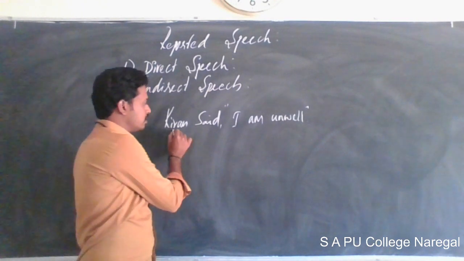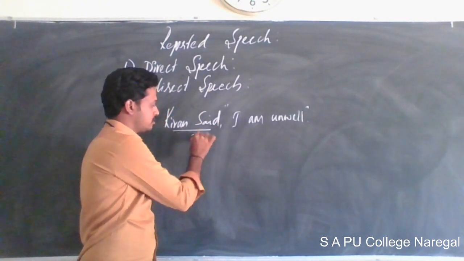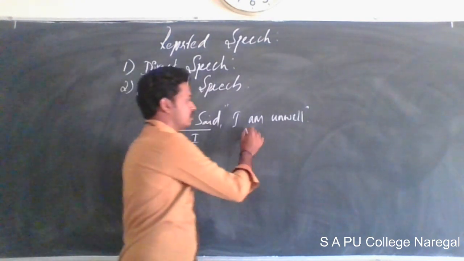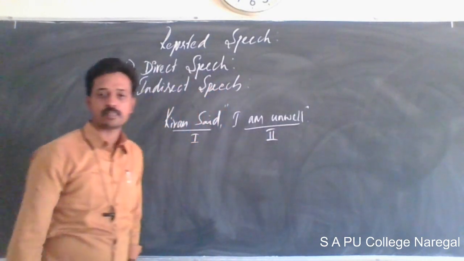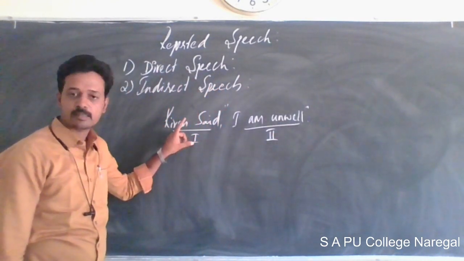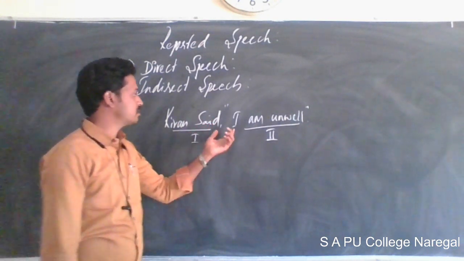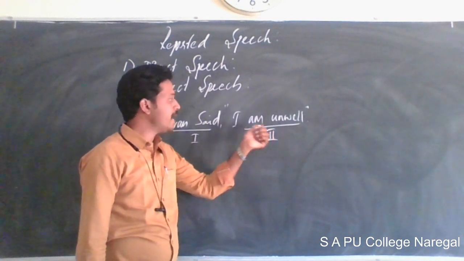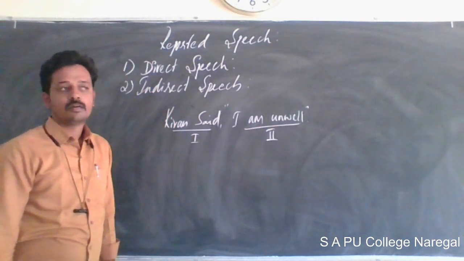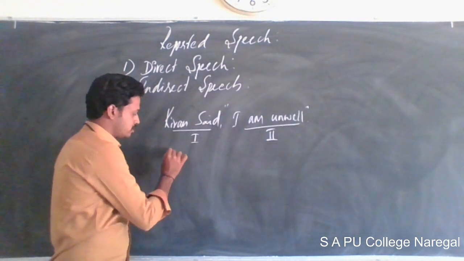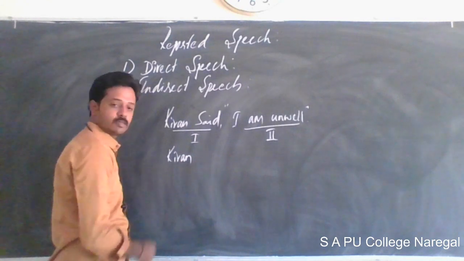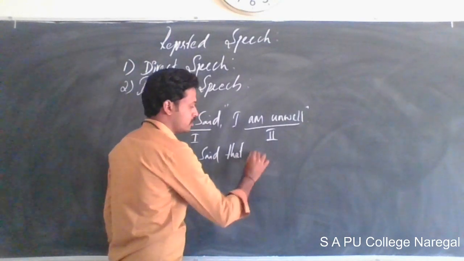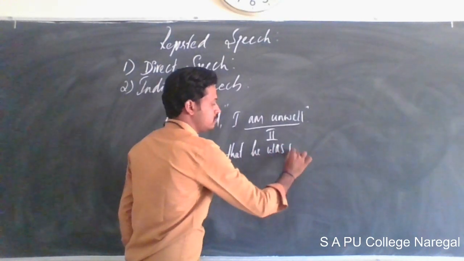So here, this part is called the reporting clause. As I told, there are two parts in the direct speech. The first part is Kiran said. Here the sentence is split by a comma, and the second part of the sentence is I am unwell. When we convert this sentence into indirect speech, Kiran said that he was unwell.